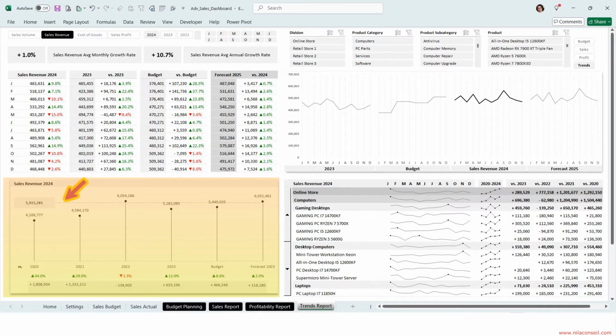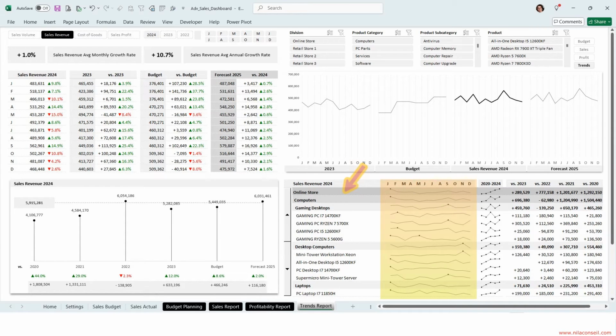2024 sales exceeded budget by more than 8%. They increased by 29% compared to 2021. But the company achieved better results in 2022. However, it can expect a 2% growth in sales for next year.